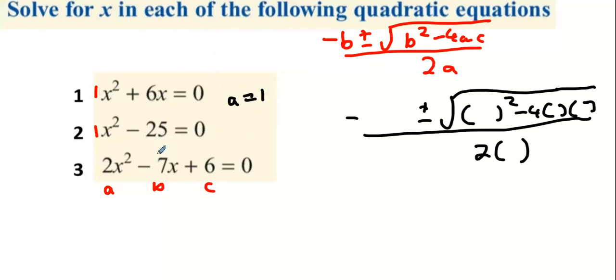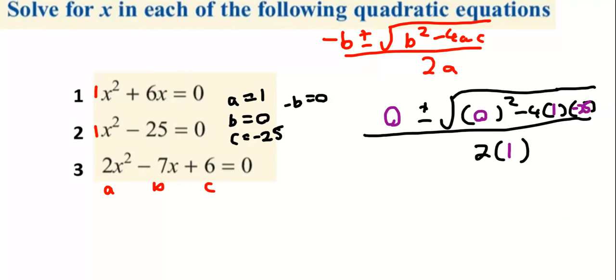The b value doesn't exist because there's no number beside an x, so b equals 0. And then the c value is minus 25, and this means the minus b value is 0 as well. So we put in our a value first. A is going to be 1. Minus b value is 0. B value is 0. C value is minus 25.